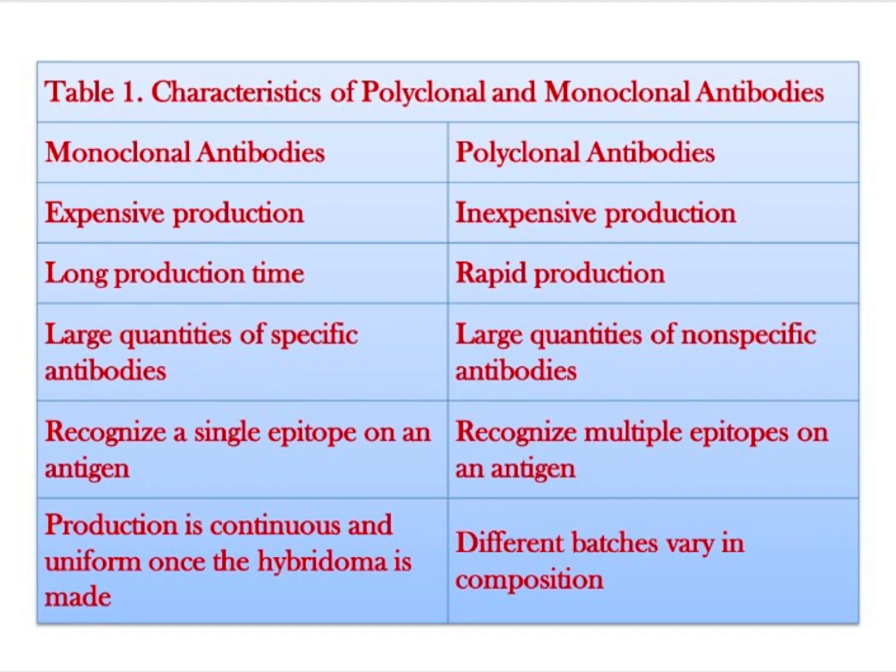Characteristics of polyclonal and monoclonal antibodies. Monoclonal antibodies: expensive production, long production time. Large quantities of specific antibodies recognize a single epitope on an antigen. Production is continuous and uniform once the hybridoma is made.